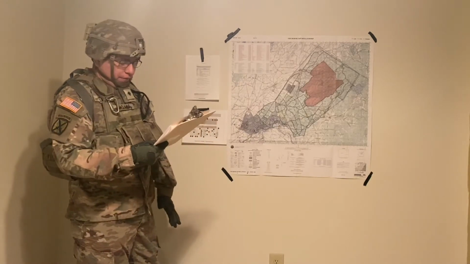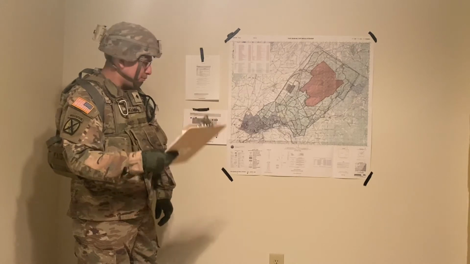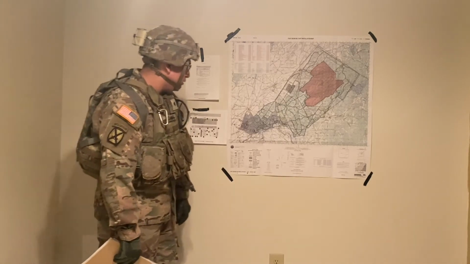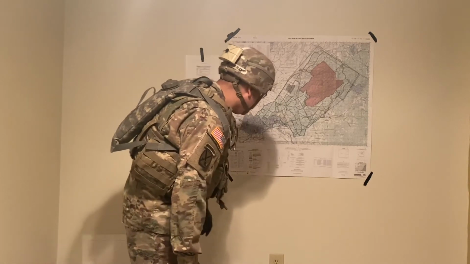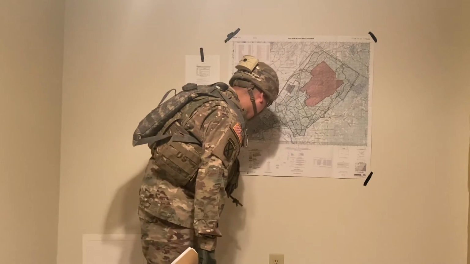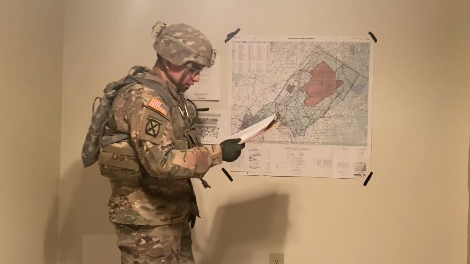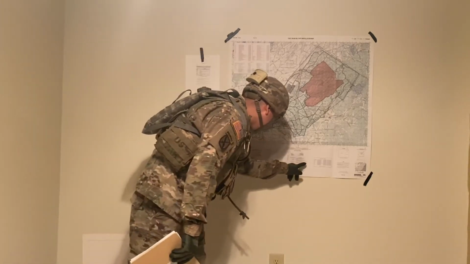Now, for 21, which is identify the grid reference box, let me see where 21 is. Right here in the middle center. And that is identifying the grid reference box right here.